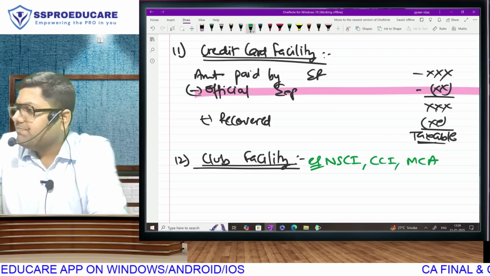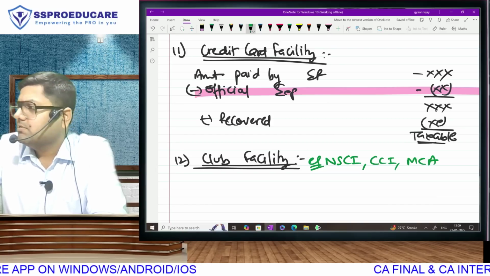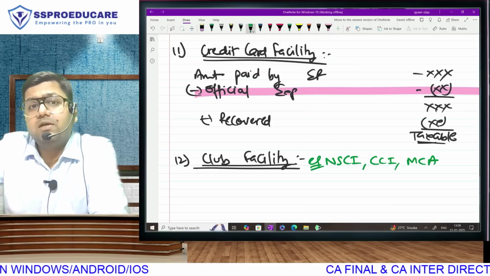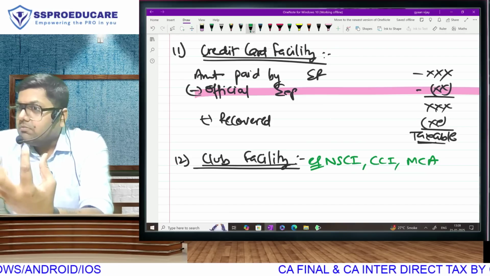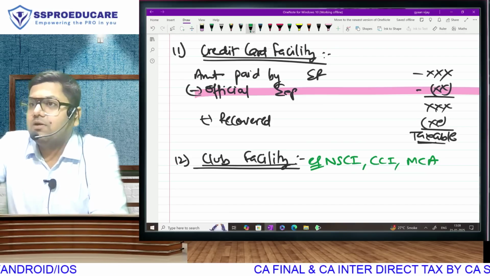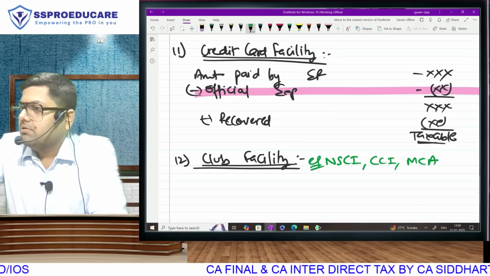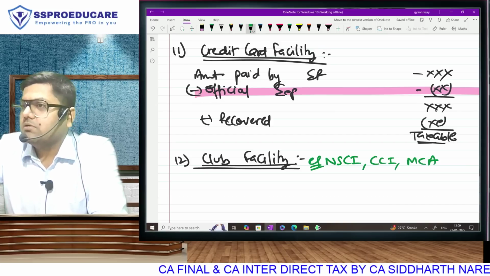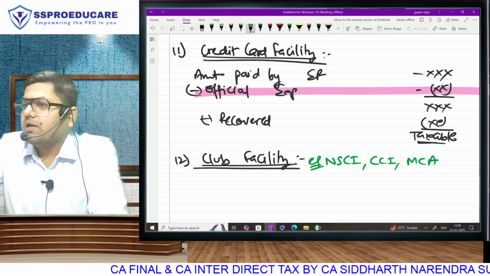If you are a member of MCA, you will get free tickets to all events over there. In fact, in that whole complex, you don't just have the stadium. There is also a swimming pool in that complex. You can go and use it. There is a gymnasium. There is a squash court. There is a tennis court. There is a badminton court. You can use those facilities.